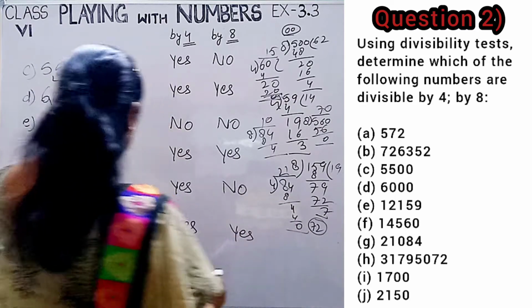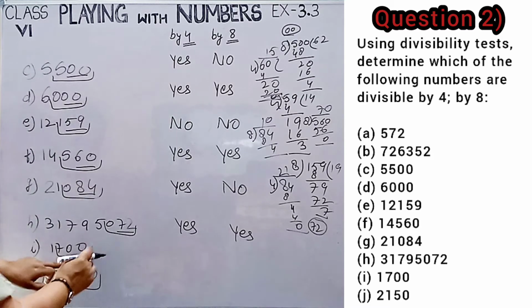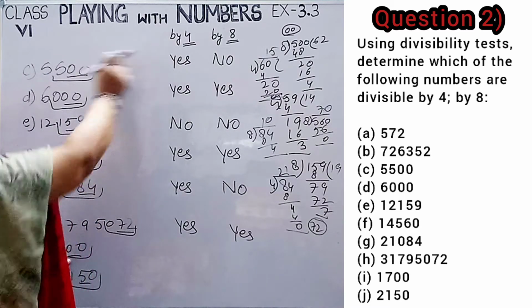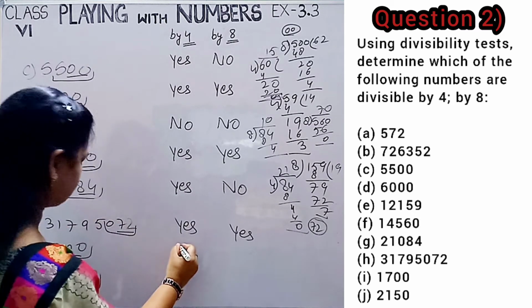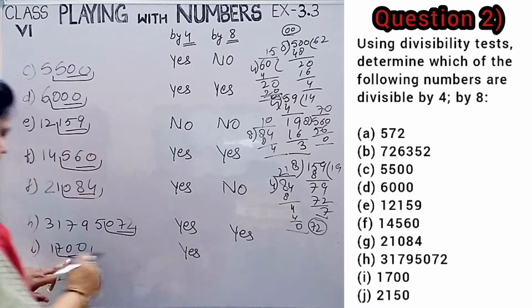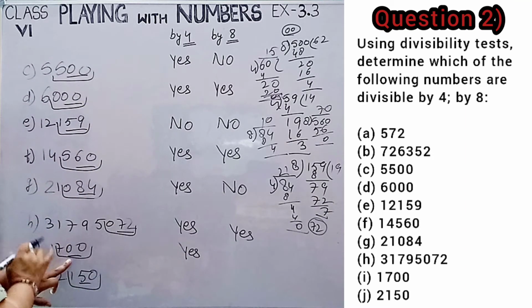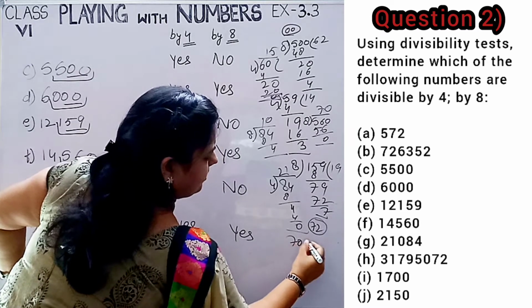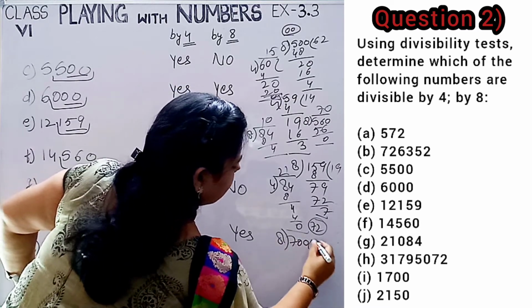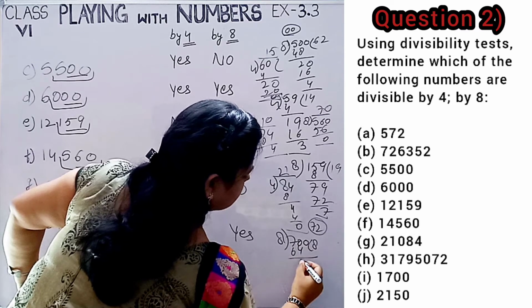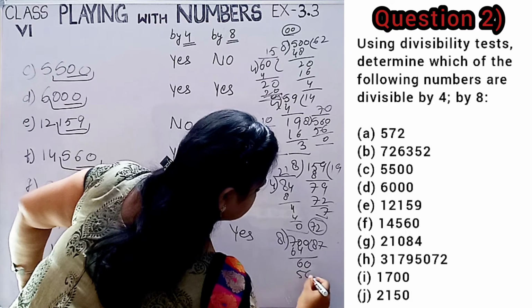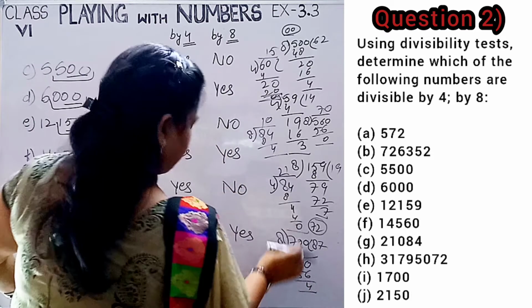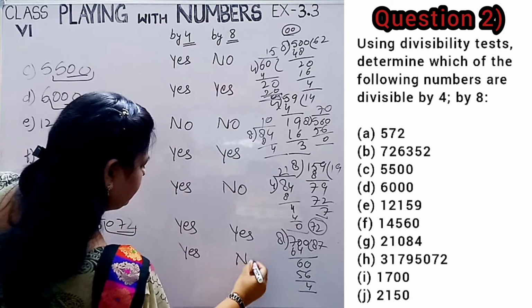So yes. Now 20 here. We have already learned in the first part that 0 is divisible by every number. So yes, 0 is also divisible by 4. So the answer is yes. Now 700 is the last 3 digits of this number. 700. So 8 8s are 64, 60. 8 7s are 56. Now this is not divisible by 8. So it means no.